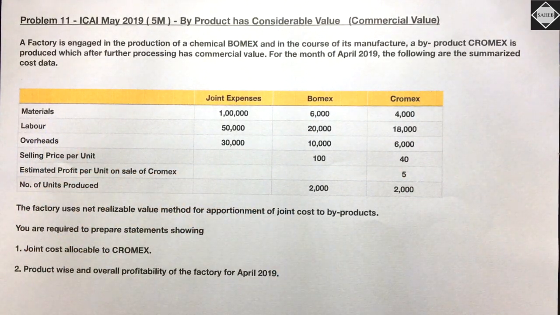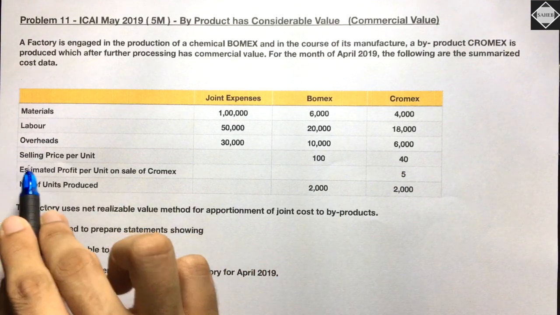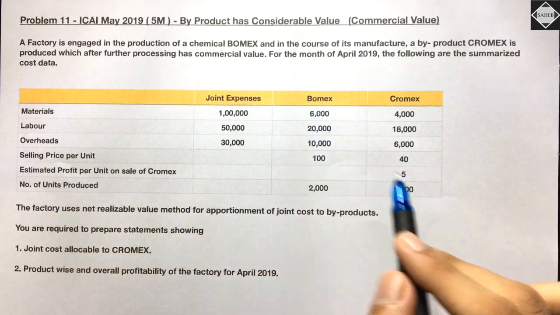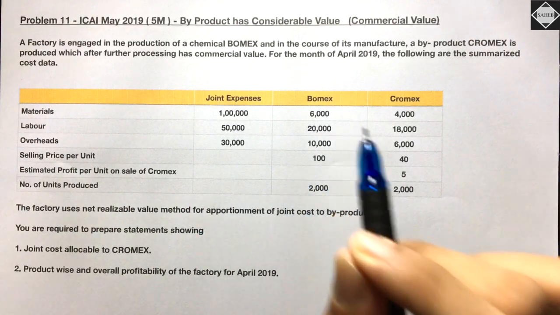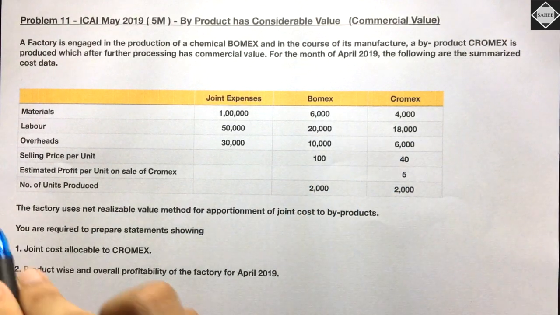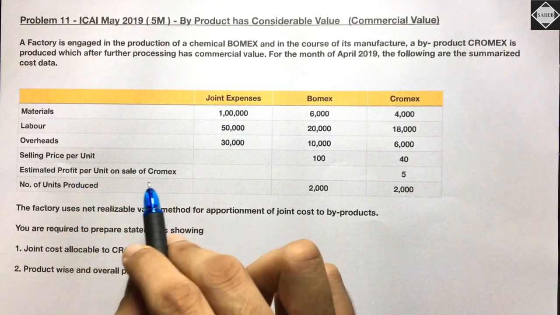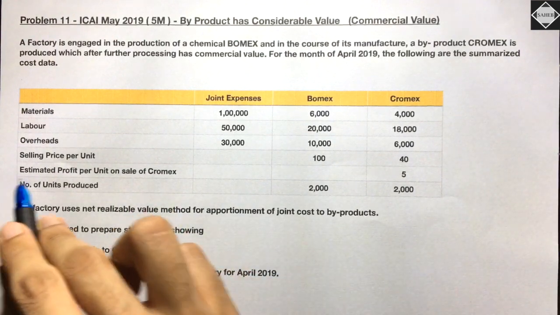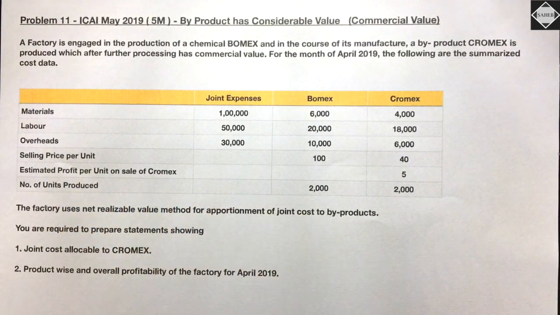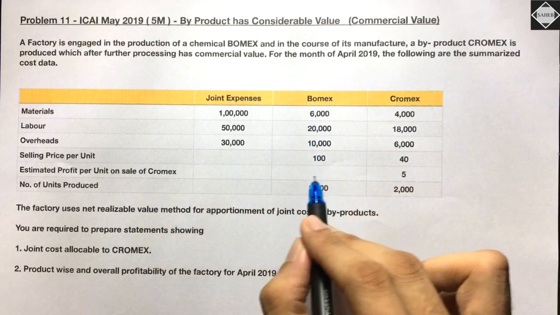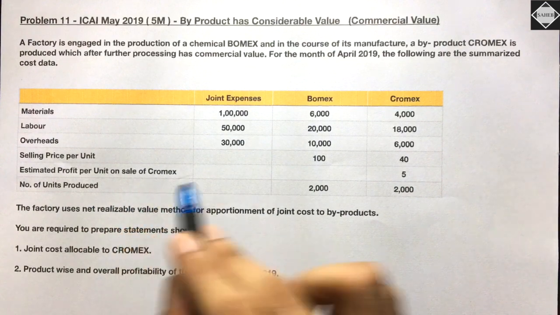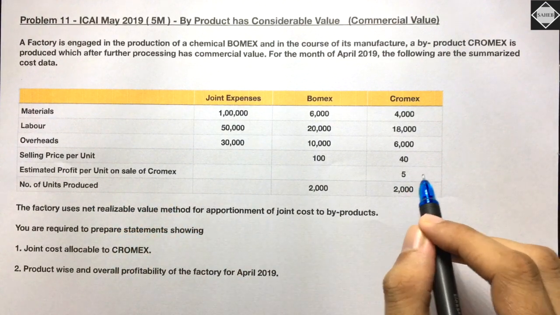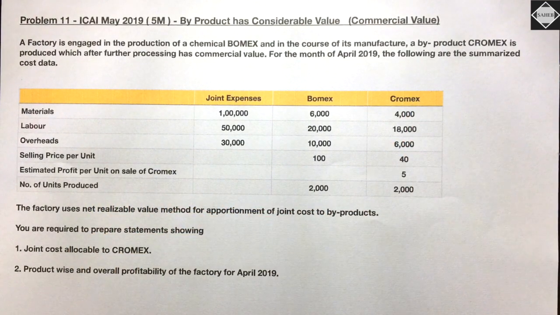Is that clear? Simple. And then see, they have given selling price per unit, 100 rupees for BOMX and 40 rupees for CROMX. Fine. That will be helpful for us while calculating the sales value, right? And then see here, very important thing. Estimated profit per unit on sale of CROMX is given. See here, it's not given in the case of BOMX, but in case of CROMX it's given. They have said of CROMX only rupees 5. Rupees 5 is the profit per unit of CROMX.